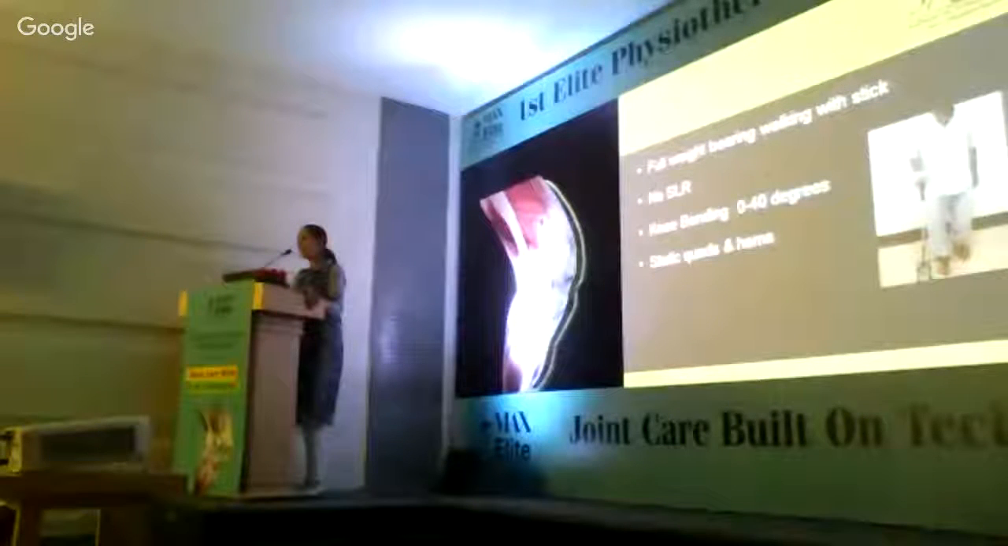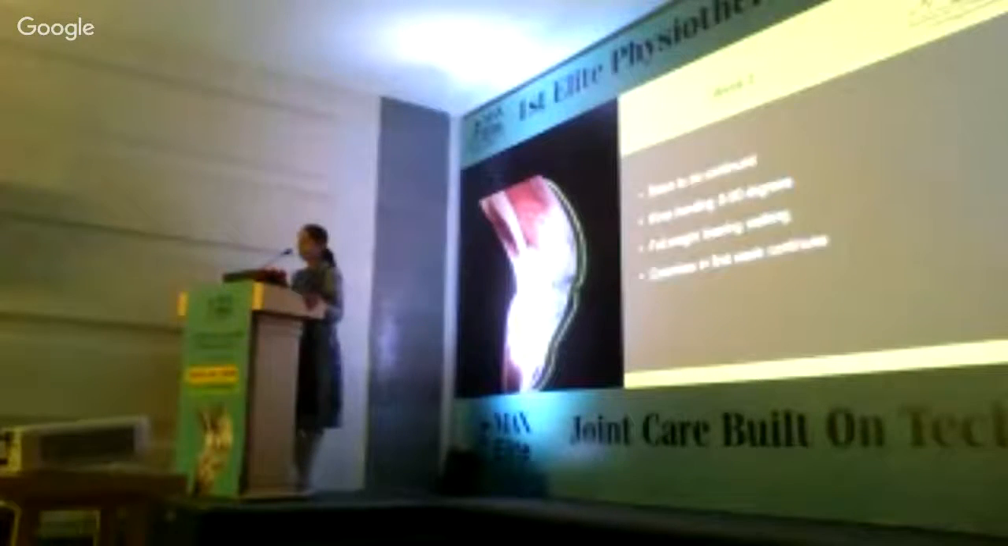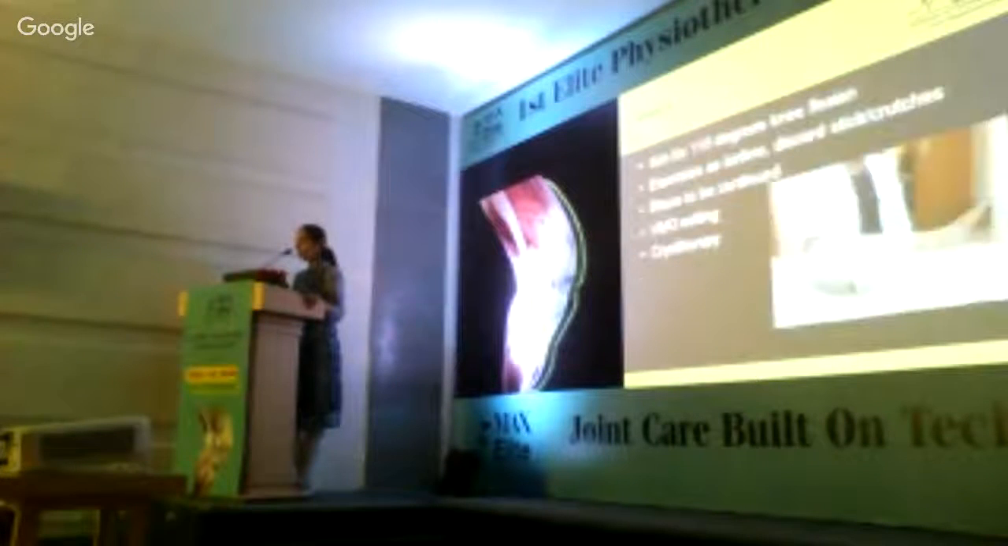Then knee bending 0 to 40 degrees is also in the first week of the ACL patient, starting quadriceps and hamstrings. Then week 2: the brace is continued, knee bending is increased up to 90 degrees, full weight bearing walking, and the exercises from the first week are continued, which I told you.